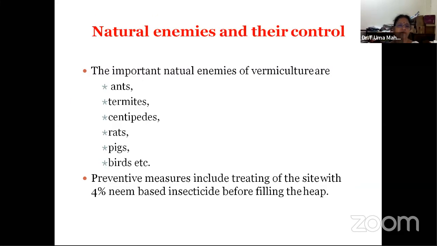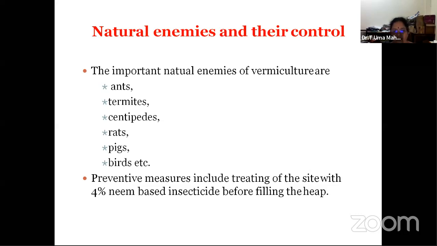Now, during the process, we have a lot of natural enemies also. Generally in the villages, in the field, we see chicks. Otherwise, in dry conditions, we see ants, termites, rats, pigs, even birds, which will just eat the earthworms. So we have to be very careful by keeping some nets or mesh or anything over the bed, and we have to avoid all these natural enemies. So this is it with these things.